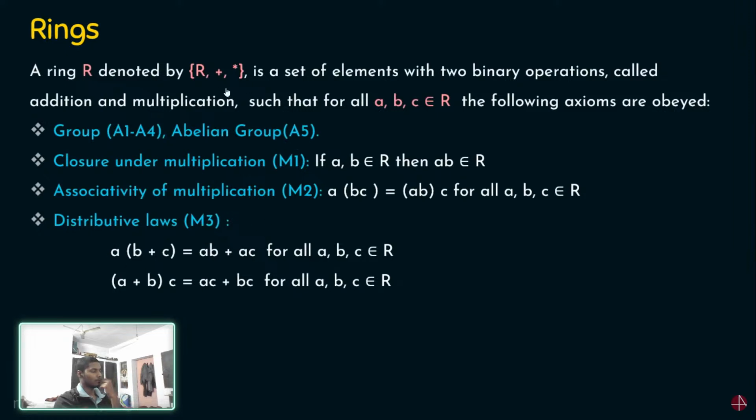If all these conditions are satisfied, then the set that you are taking, that is R, plus, star, is said to be a ring. Simply, a ring will satisfy A1 to A5 and M1 to M3. That's it about rings. Let's dive into a commutative ring. Before that, let's have a note here.